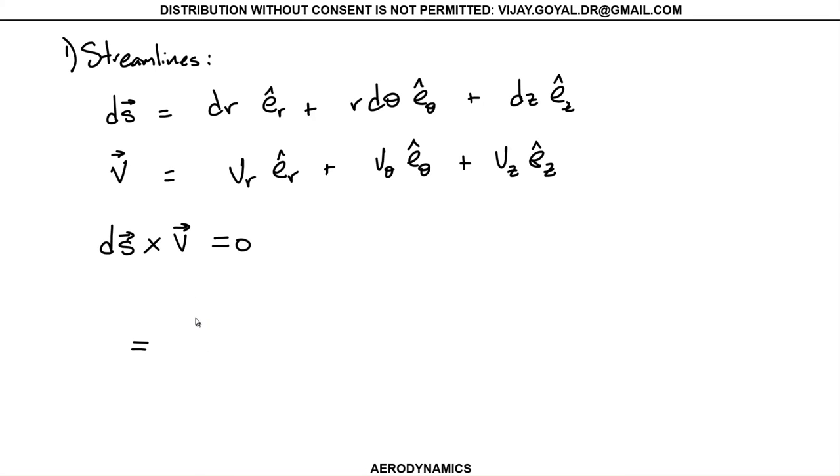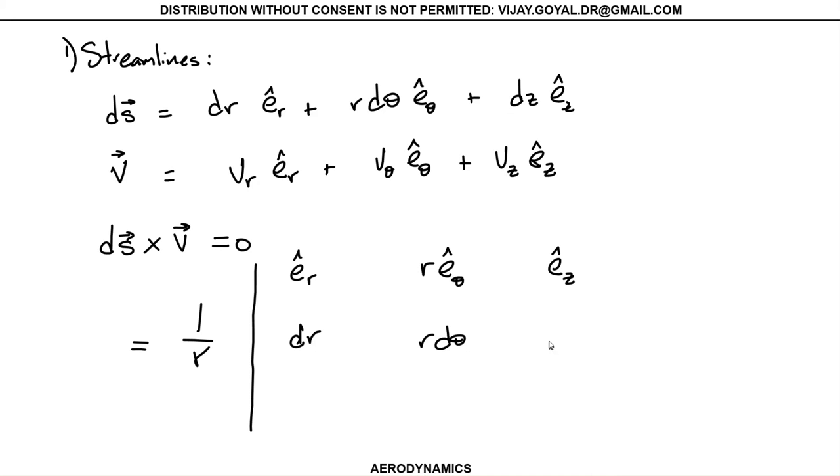So if we do that, this is 1 over r, and this gives you er, er, e theta, ez. This is r d theta, this is in polar coordinates, in cylindrical coordinates, I'm sorry. And then you put the first vector, this is dr, r d theta, dz. Then the second vector, vr, v theta, vz. Okay, and all of this has to equal 0.